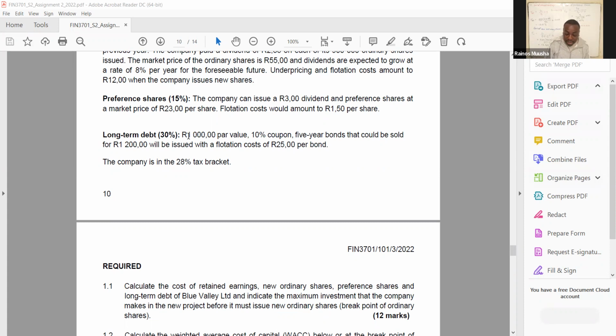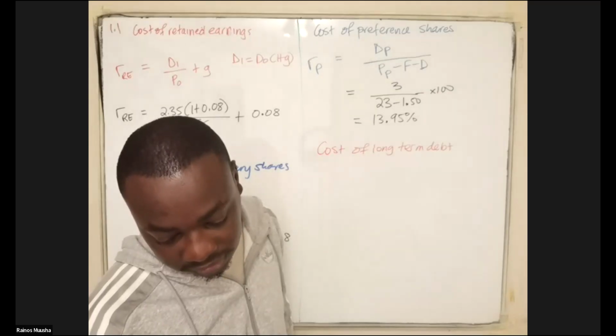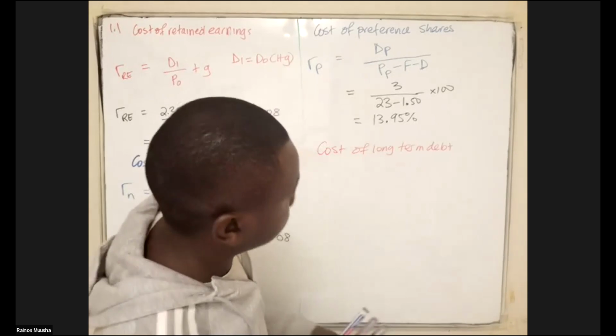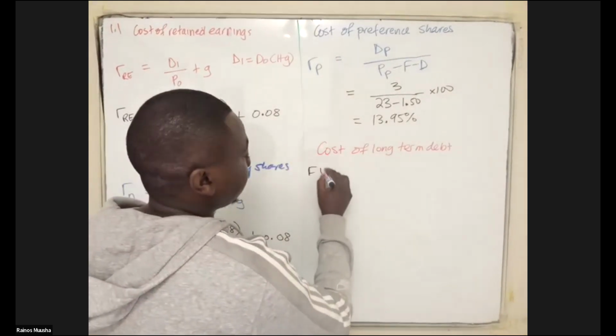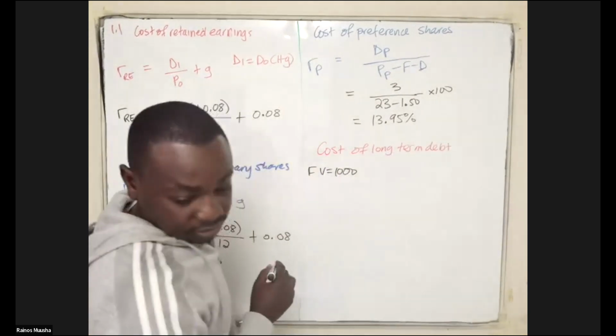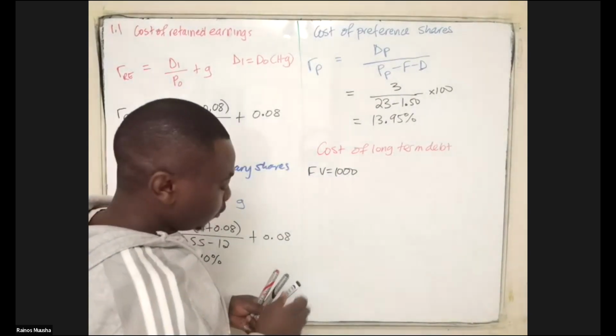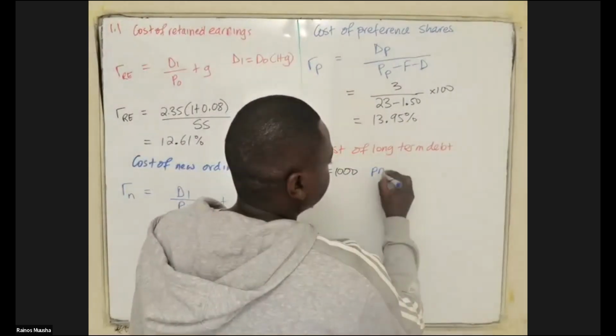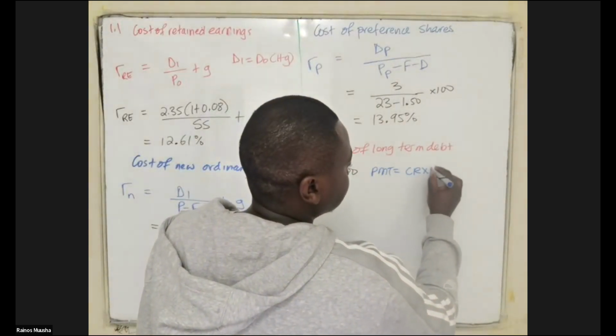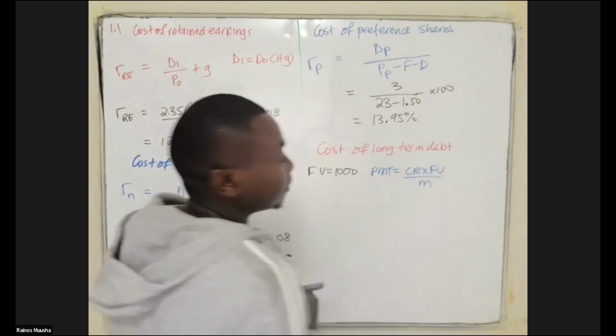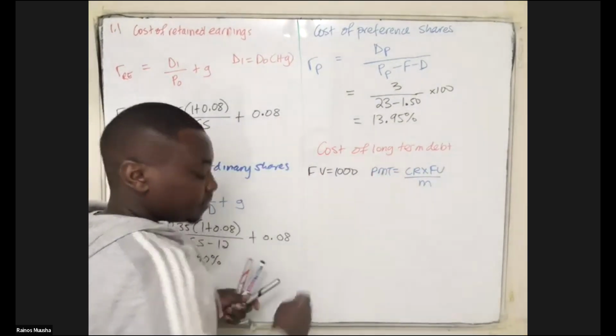So the interest per year that you're going to calculate on this particular bond is also the cost of debt. We're given that the par value of the bond is 1,000, and we also know that the PMT on the bond is given as the coupon rate times the par value divided by the number of times of compounding per year. This gives us the PMT on a particular bond.